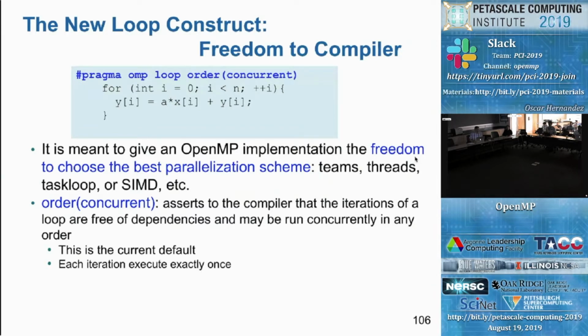And then you can make assertions that the iterations of the loops are completely independent, concurrent, and can be executed in any order. There is no monotonic order in which we have to execute the iterations. That's important to specify.